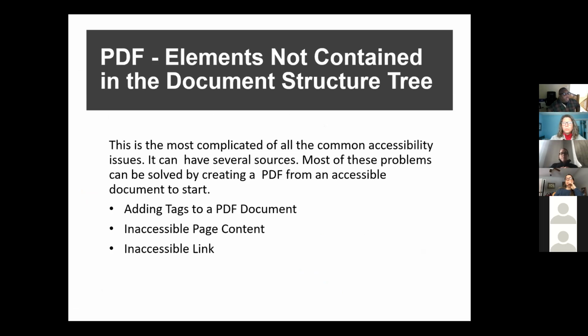Elements not contained within a structural tree. Now, with a PDF, this is the most complicated of all common accessibility issues. It can have several sources. Most of these problems can be solved by creating a PDF from an accessible document to start.